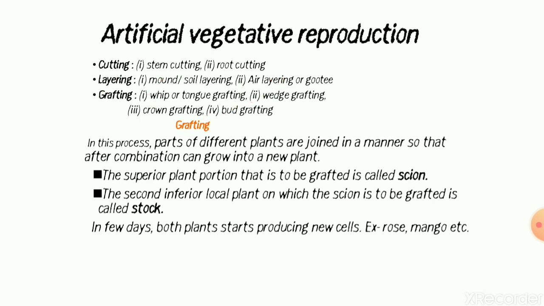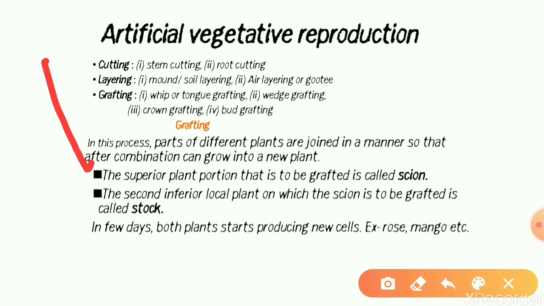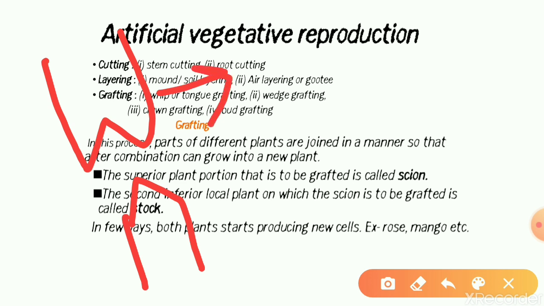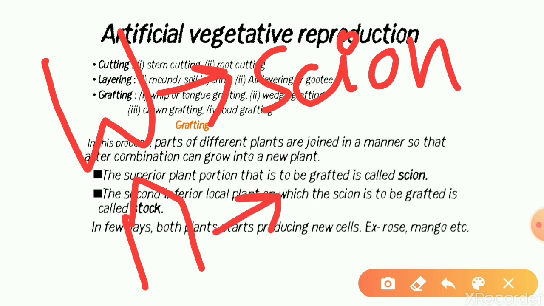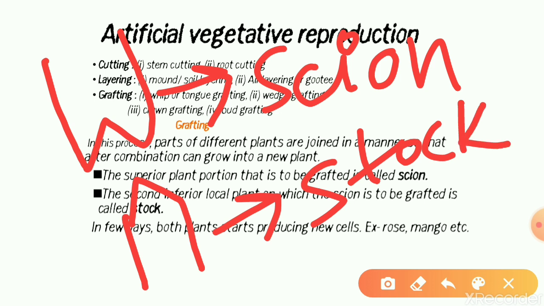In grafting, two or more parts are taken, but let me draw. This superior part of a plant is known as scion, and this inferior part is known as stalk. Clear, students? This superior part is known as scion and the inferior part is known as stalk.